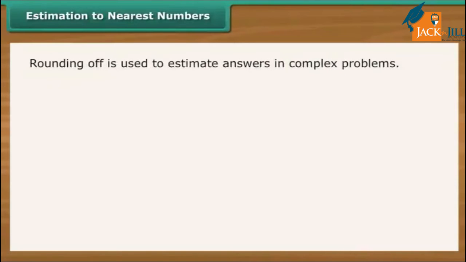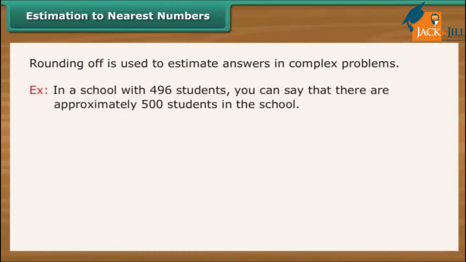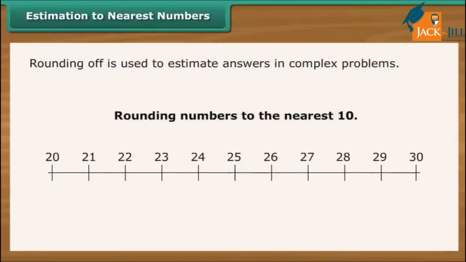Estimation to nearest numbers. As we come across large numbers, performing calculations on them becomes complex. To avoid the complexity, estimation or rounding off is used. For example, in a school with 496 students, you can say that there are approximately 500 students in the school. Rounding numbers to the nearest 10 means finding which 10 they are nearest to. For example, 23 rounded to the nearest 10 is 20.